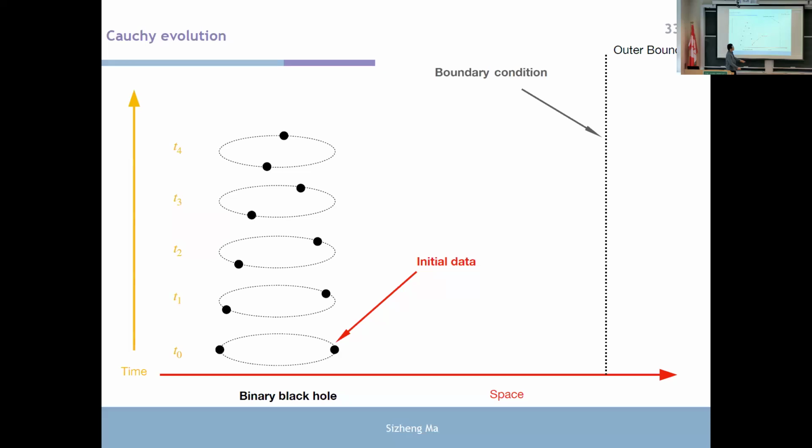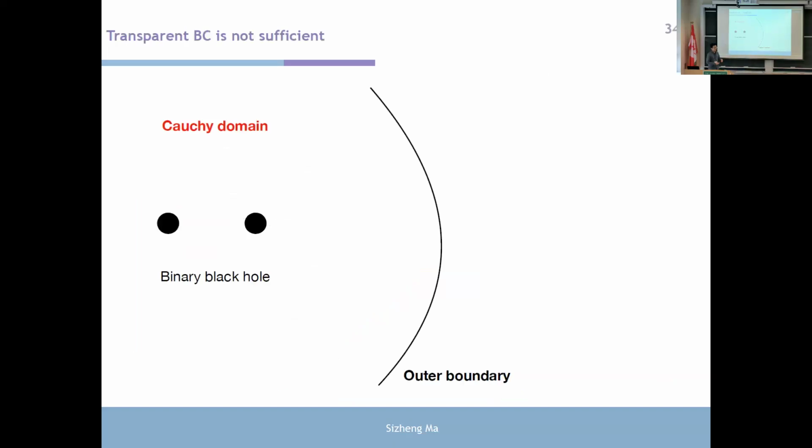At the outer boundary, gravitational waves are mainly outgoing. So people normally pick a transparent boundary condition to avoid reflection at the boundary. But is that sufficient? The answer is no. It's not sufficient for general setups. To give you an idea, let's consider a toy model.